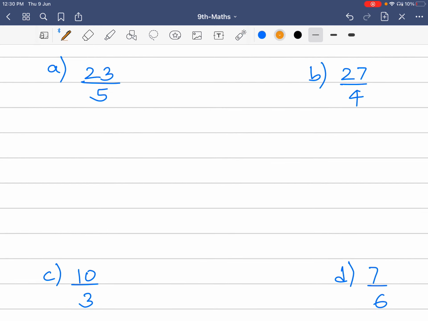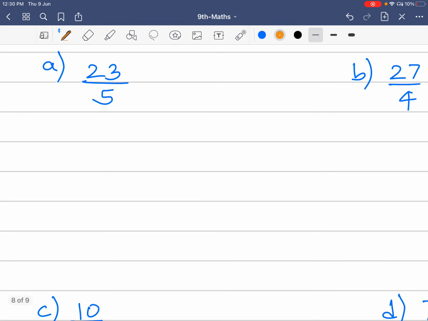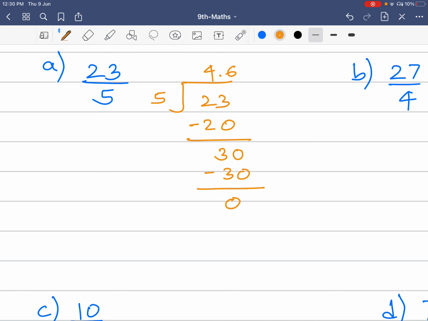First I'm going to go to 23 by 5. We're going to divide 23 by 5. 5 fours are 20, 3 is the remainder. Then we give a decimal point, so it becomes 30. And then 5 sixes are 30, so that is equal to 0. And thus we say 23 divided by 5 is equal to 4.6.